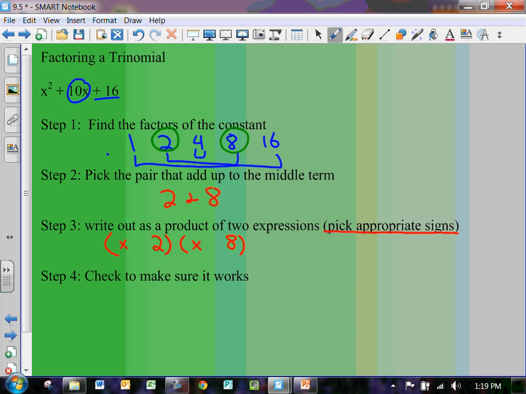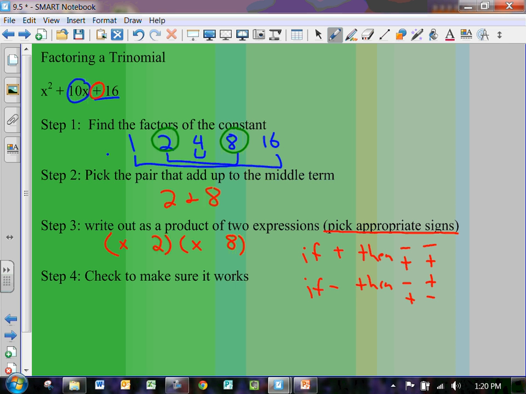And how you pick those is by looking at this sign right here. Okay. So if it's a plus sign or it's a positive, then you know it's either going to be negative, negative in your binomials, or positive, positive. Okay, so if it's a minus, then it's going to be a minus plus or a plus minus. So that's the 2 cases we have.